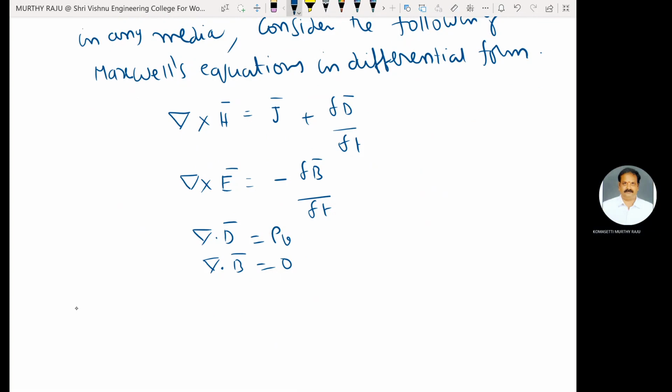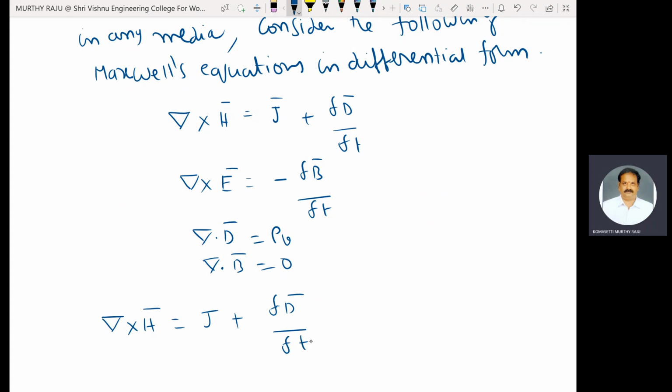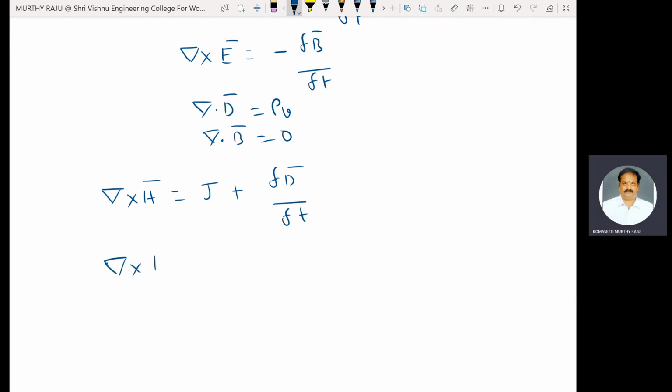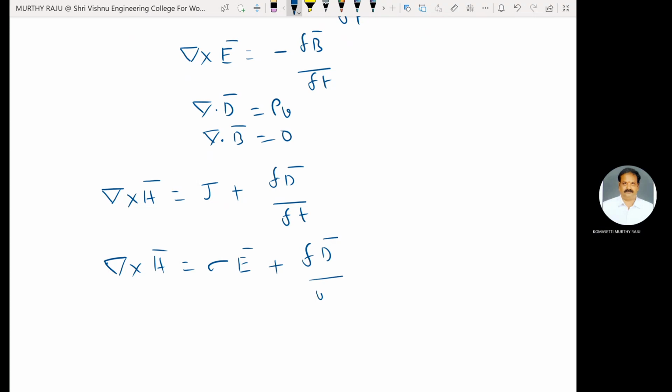Take the first equation. Del cross H is equal to J plus dou D bar by dou T. J is equal to sigma E. So del cross H bar is equal to sigma E bar plus dou D bar by dou T.